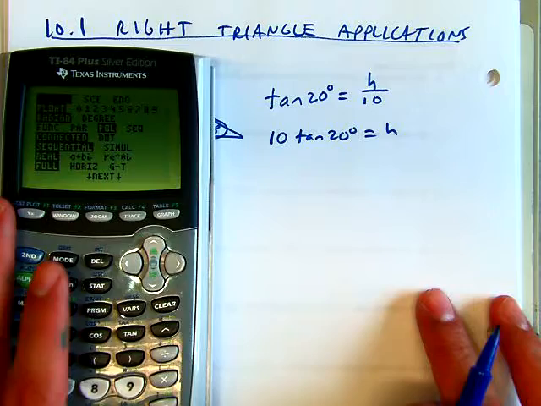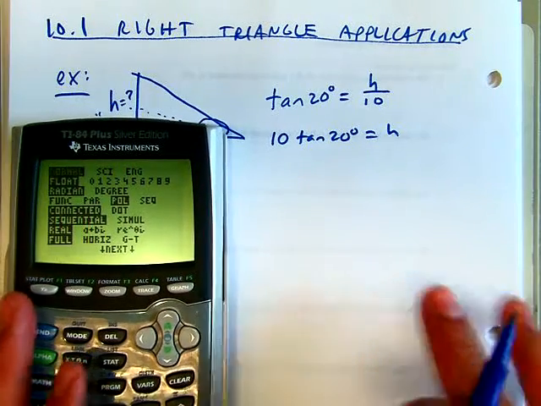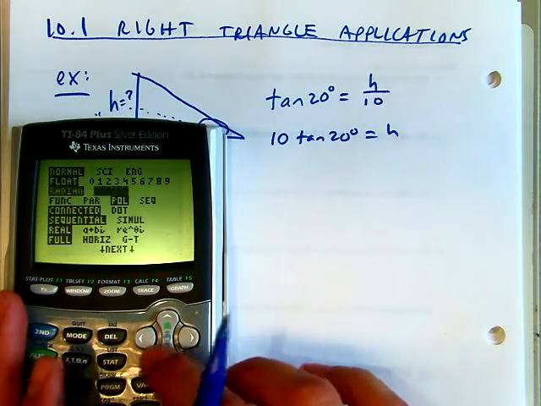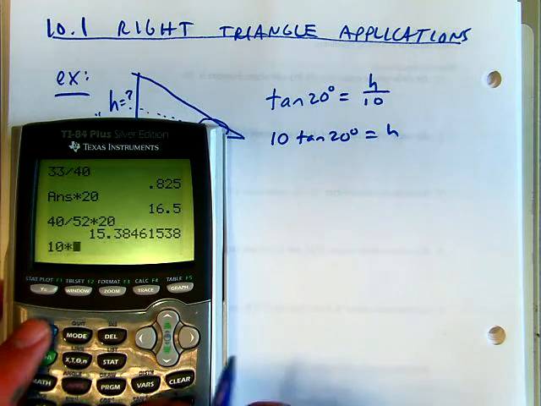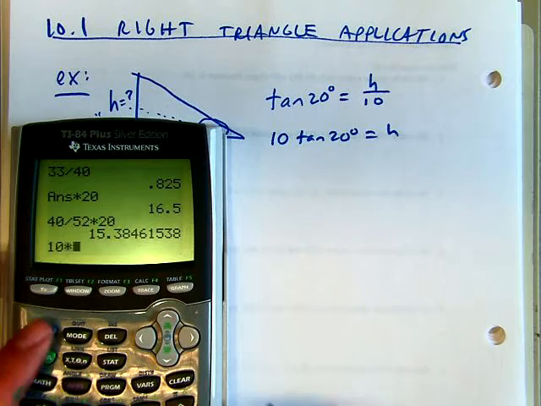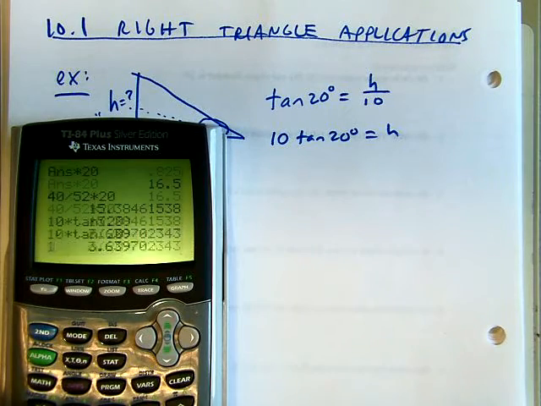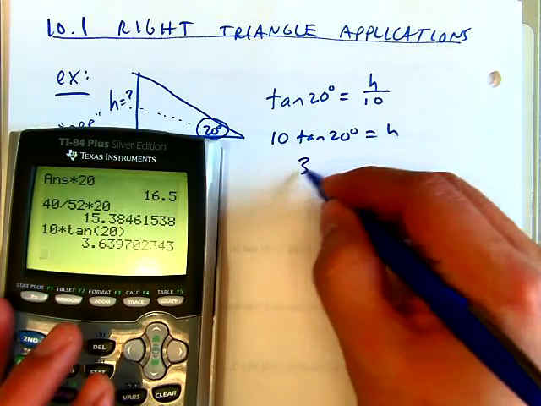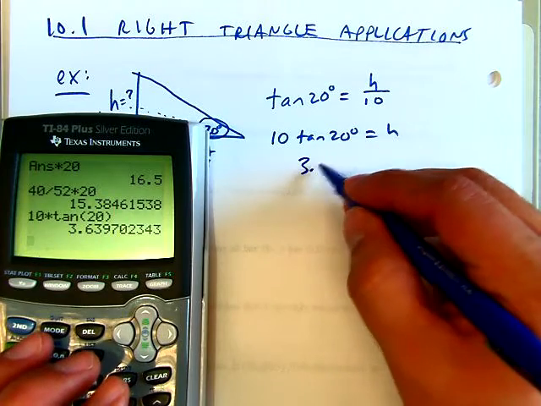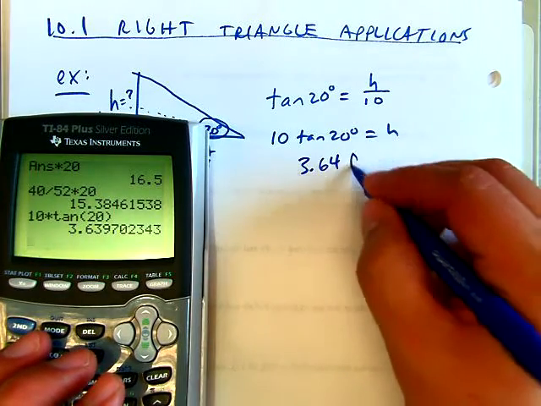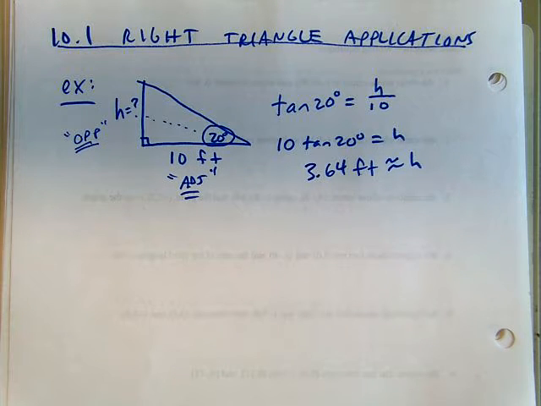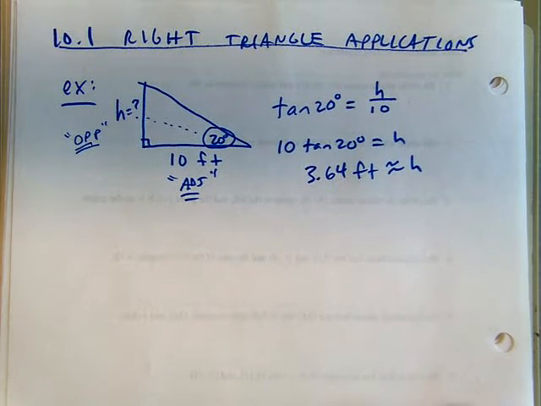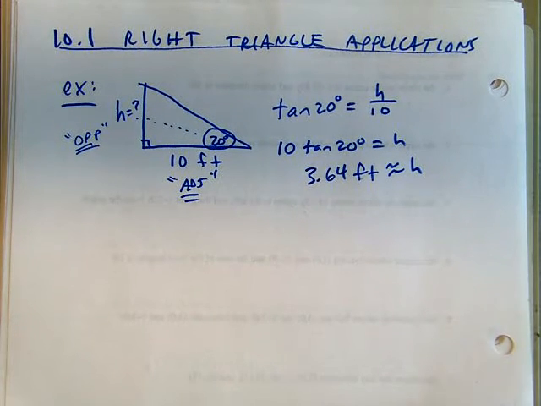And if you need an approximation, just make sure your calculator is now in degree mode, since we have a 20-degree angle. Then you just type in 10 times the tangent of 20 degrees. So we get that the height of this triangle is about 3.64 feet. That would be the approximation. Okay, so that's essentially a review of SOHCAHTOA to find missing pieces of a triangle.